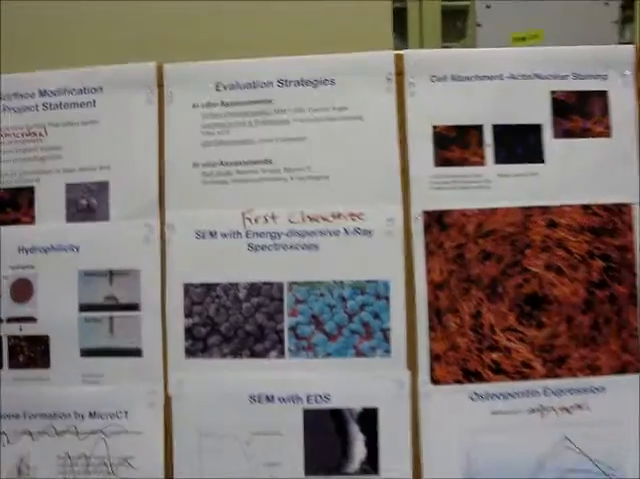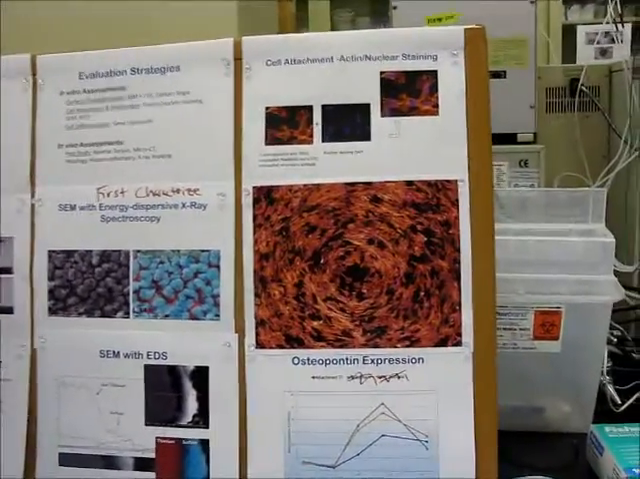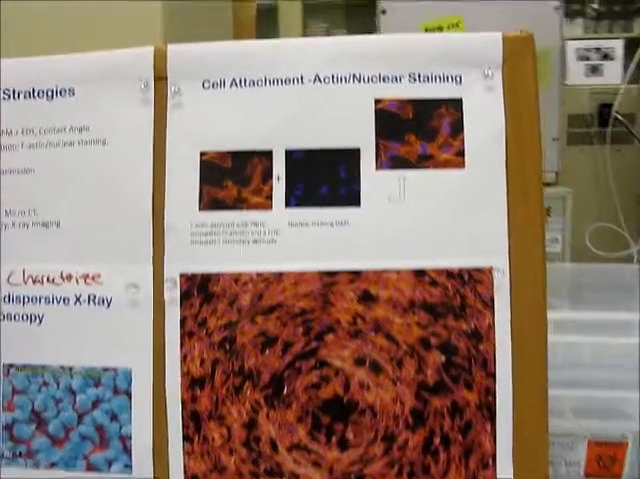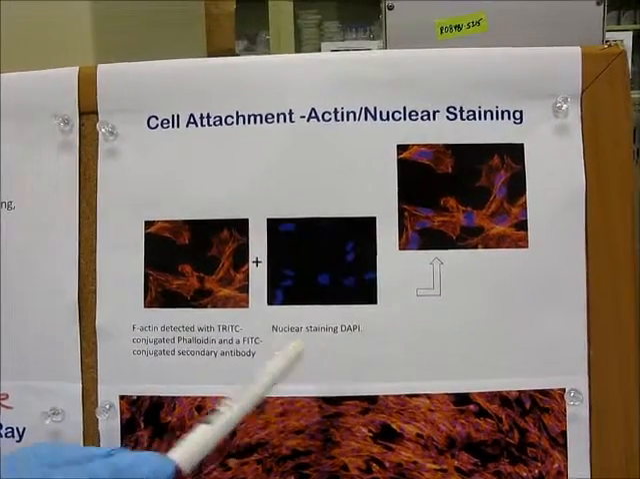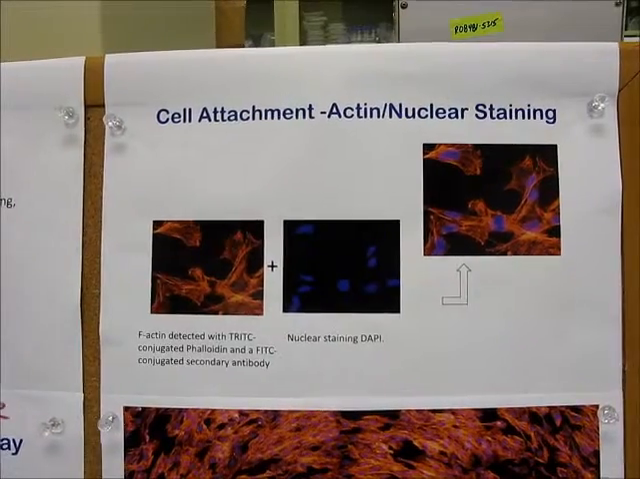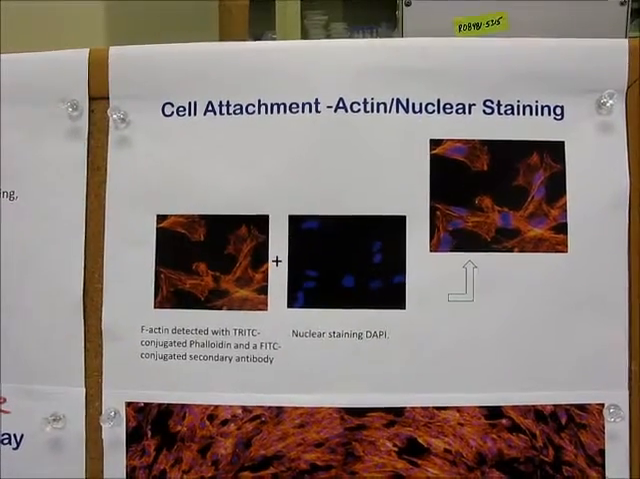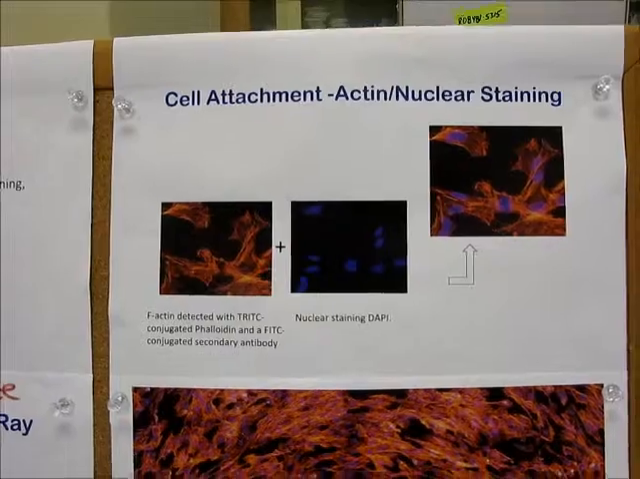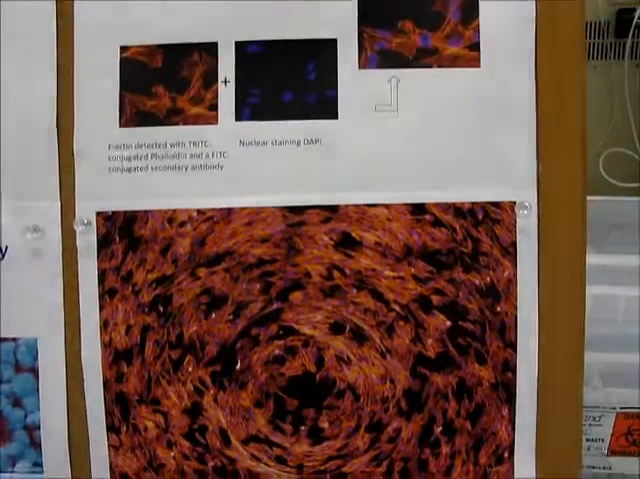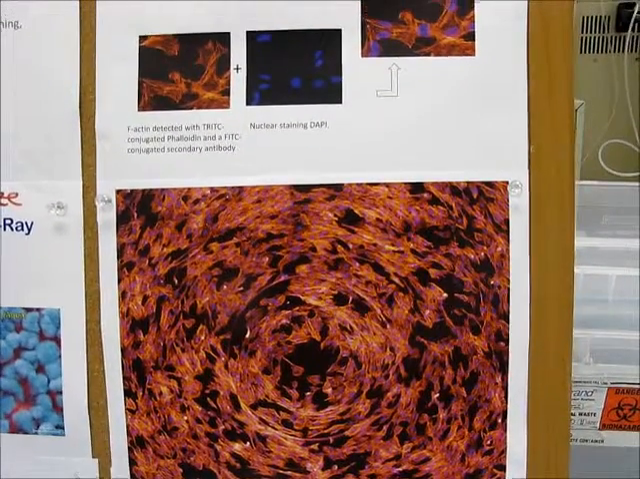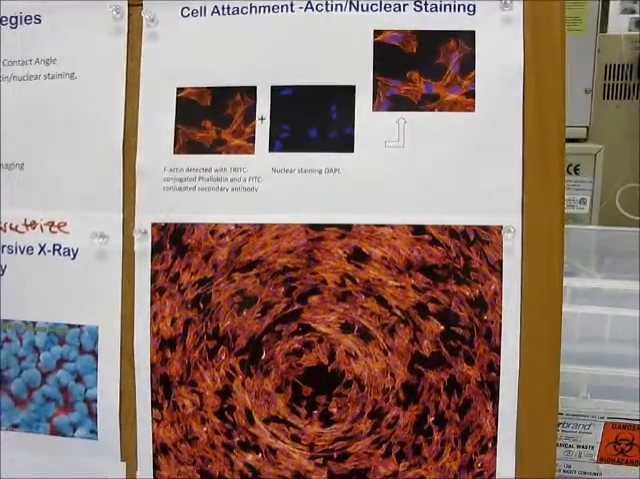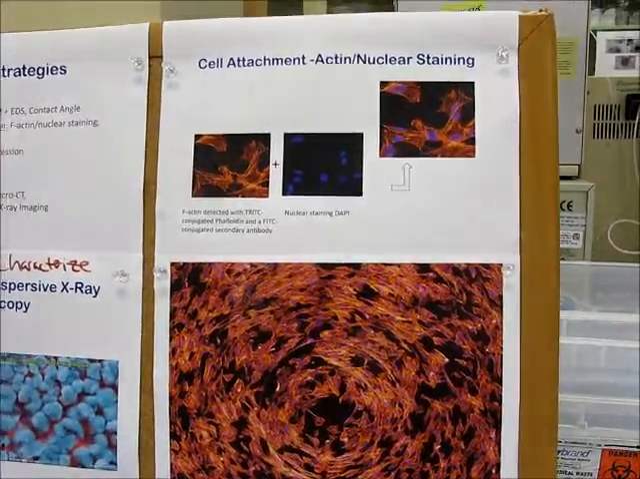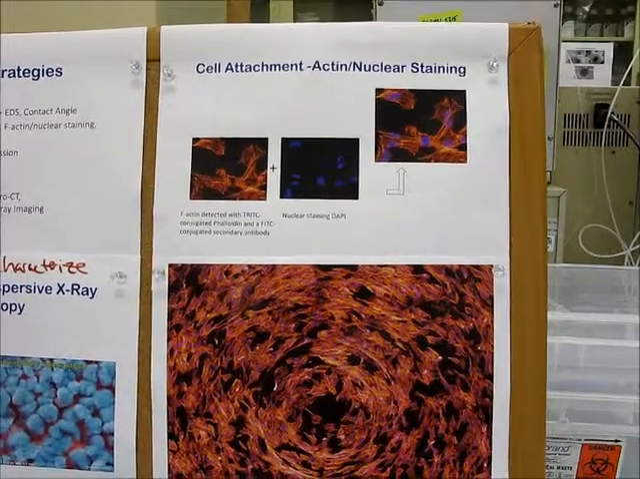So then we want to start doing in vitro assessments. Some things we look at are cell attachment. Here you can see nuclear staining DAPI and F-actin stained by TRITC-conjugated phalloidin. So this way we can look at the cell morphology, make sure the cells are attaching well to the surface, and we can also assess cell proliferation and cell attachment quantitatively using an MTS assay.